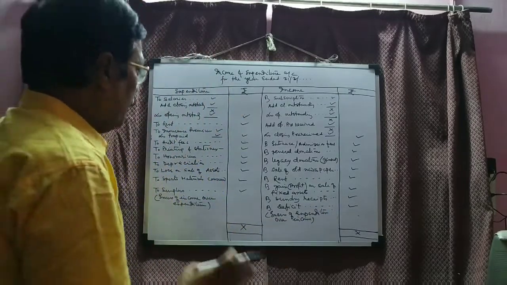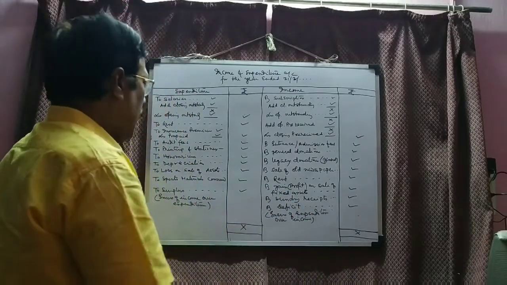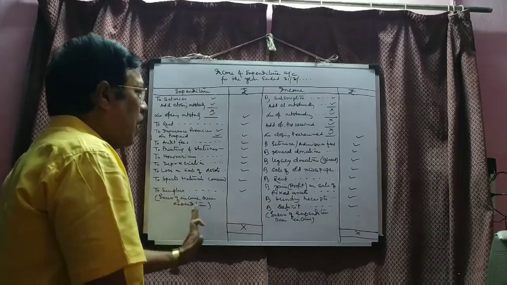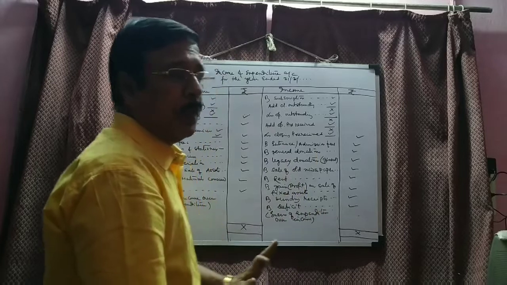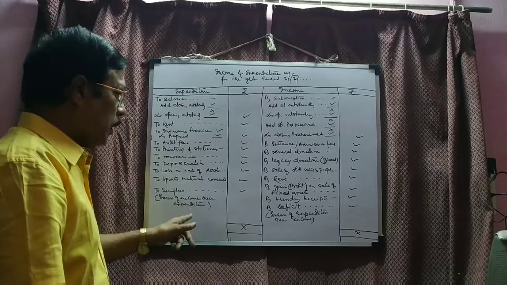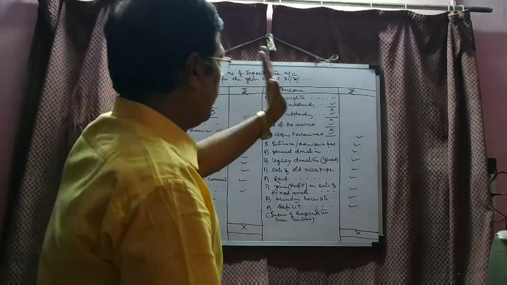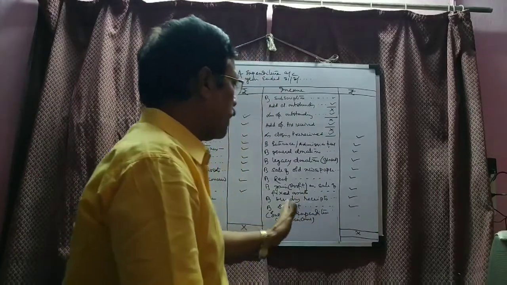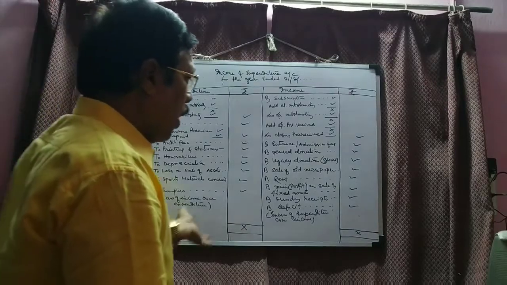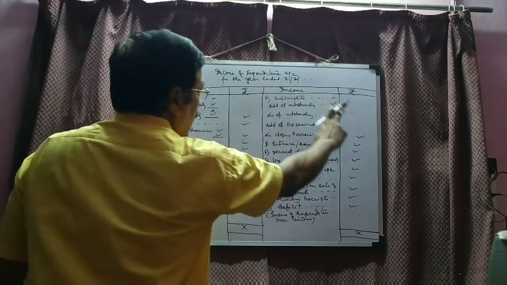But keep in mind, both surplus and deficit will not be arranged in income and expenditure. Either surplus will come or deficit will come. When income is more than expenditure, then it will be surplus. When expenditure is more than income, then it is called deficit. Either surplus will come or deficit will come. So this is the format of record.